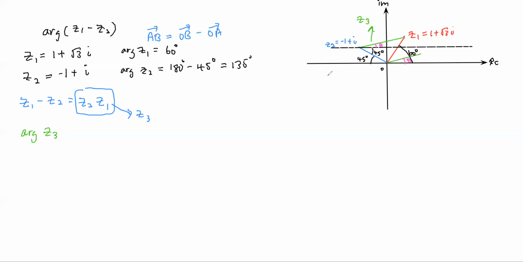can I find the angle between Z3 and Z2, and then subtract by 45 degrees? So the angle between Z3 and Z2. Yeah, think about it. Does it make sense?